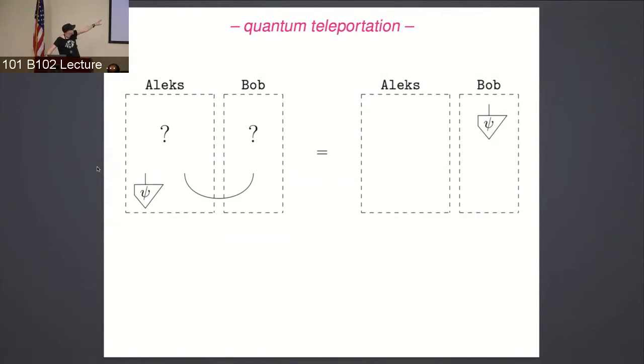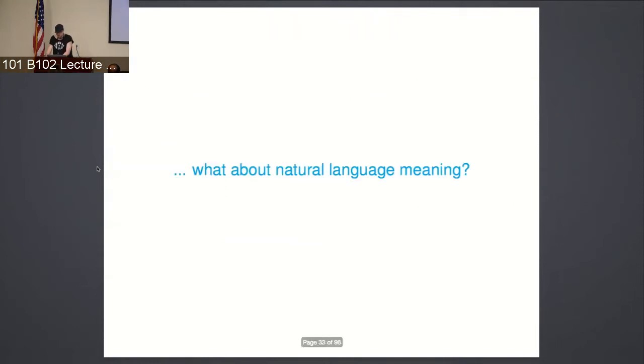So you've got Alex, this is the guy I wrote the book with, and Bob. They share a cup state. They want to get the state from Alex to Bob, like that. How do you do this? Oh, just a piece of wiring. That's it. That's how you discover quantum teleportation. 60 years to discover. Anyway, we move on.